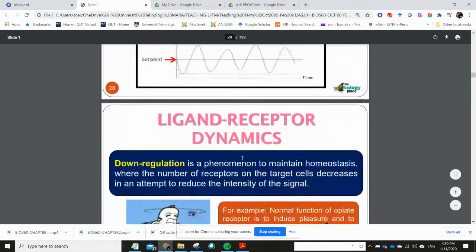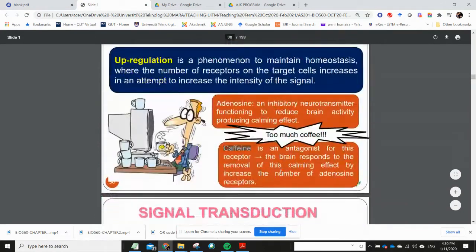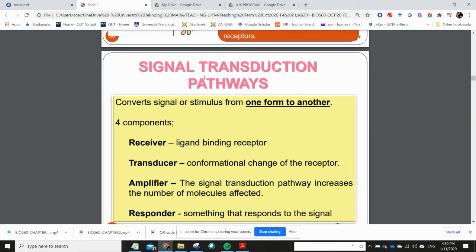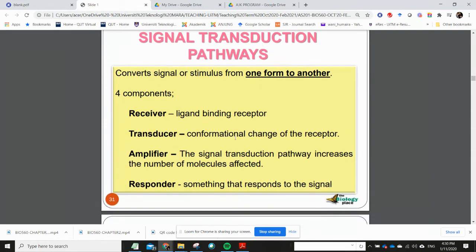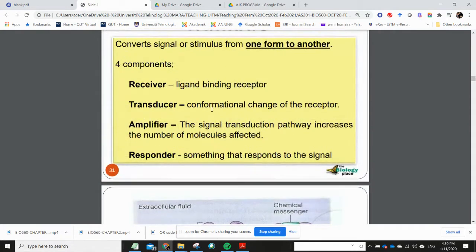But before that, we are now talking about the binding and then also the conformational change that causes signal, so interaction. After the binding of the ligand or chemical messenger to the receptor, it will cause conformational change, and then it will cause the signal transduction pathway. Why do we call this one that? It will convert a signal or stimulus from one form to another. So this is the component of the receptors. We have the receiver part and the transducer part.